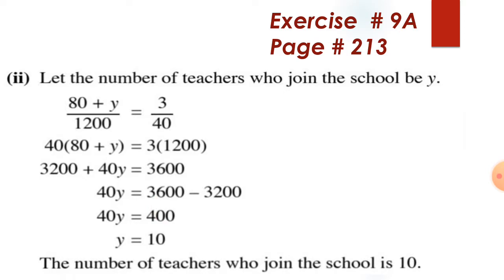You can calculate on the simple calculator. You have to just write 400 and the division sign with 40. You will get the answer 10. So it means that y is equal to 10. The number of teachers who join the school is 10.